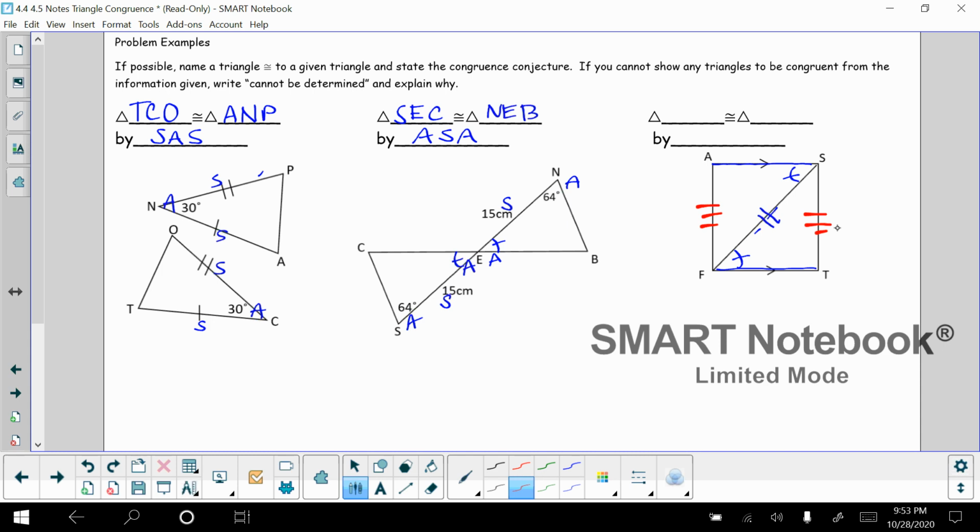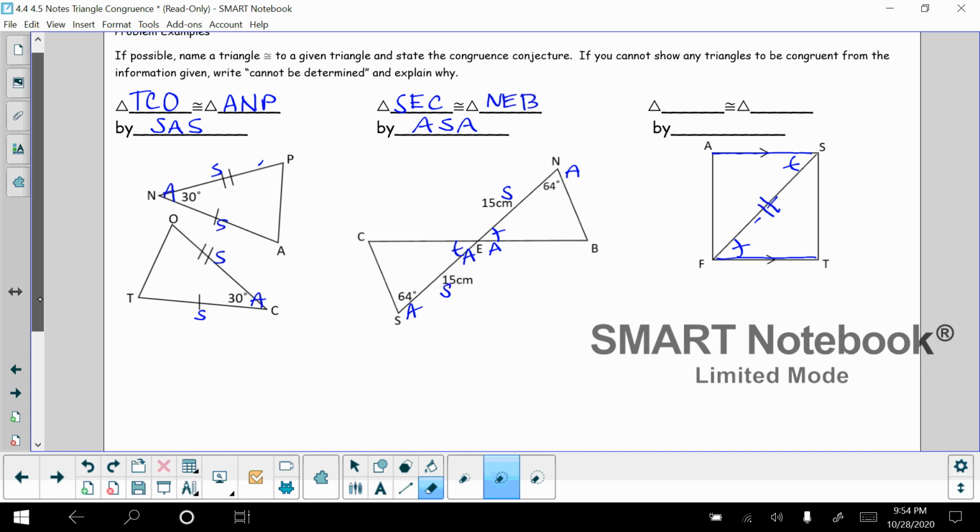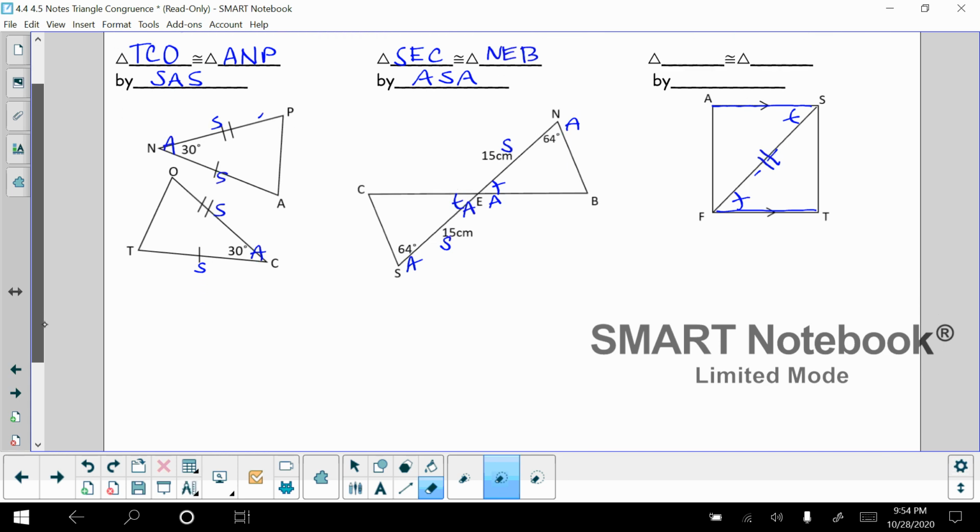No, it does not, okay? It can be, but it doesn't necessarily have to be, okay? It looks like it is, but there's no proof that it is. So what I like to do sometimes is redraw these to scale, okay?